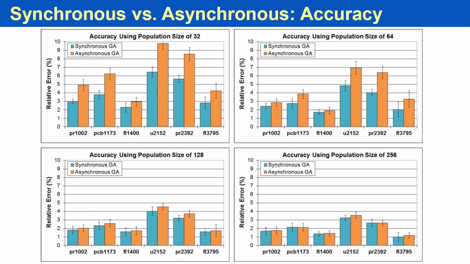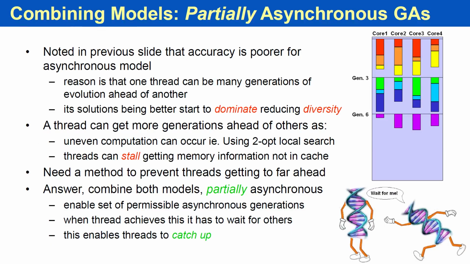And the reason for this is that one thread can be many generations of evolution ahead of another, because another one has stalled or it's doing 2-opt. And because it's been doing more evolution, its solutions tend to get better because it's evolving, and they then dominate the whole population and reduce the diversity. And this can happen, as I say, because using 2-opt local search, all threads can stall whilst waiting for memory from main memory rather than the cache memory.